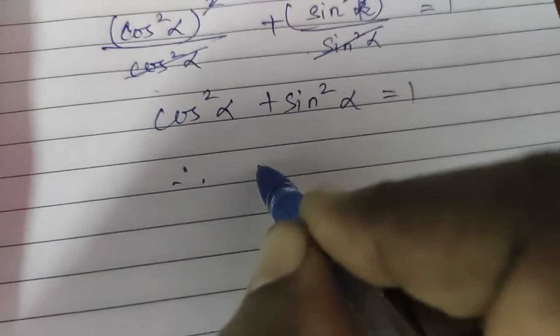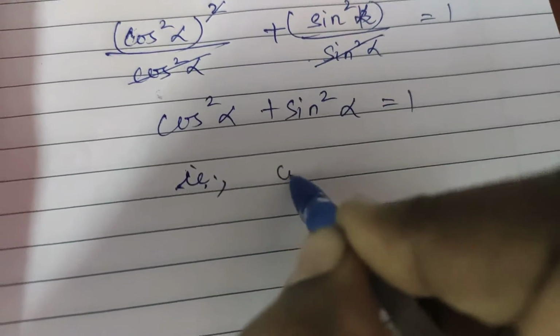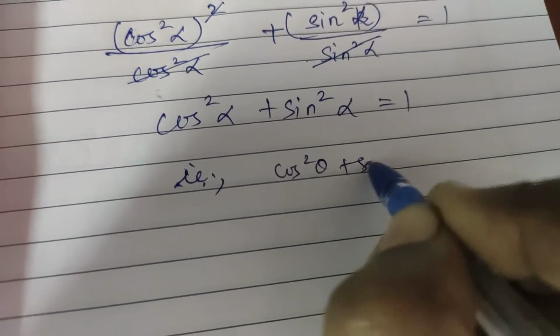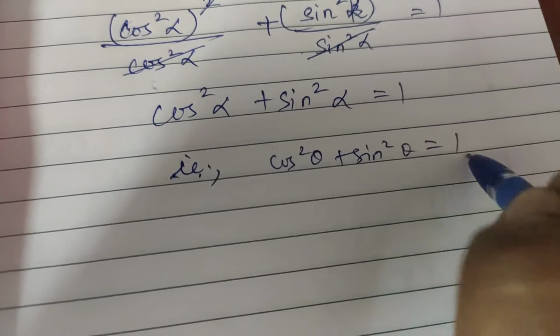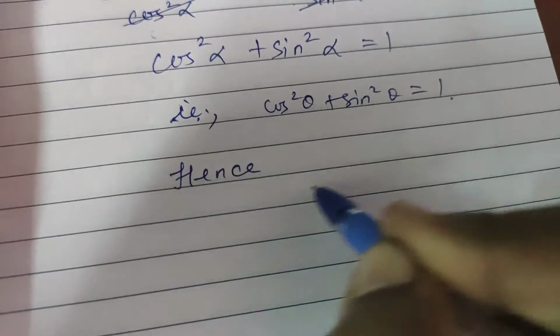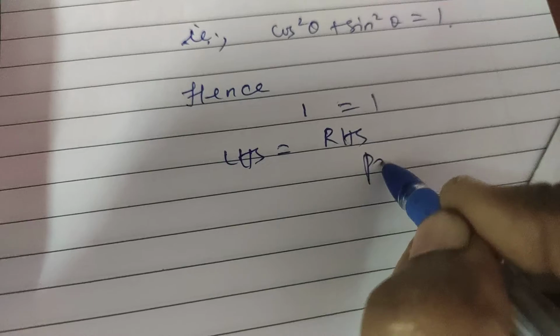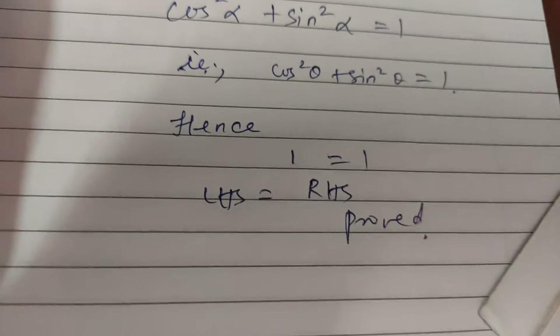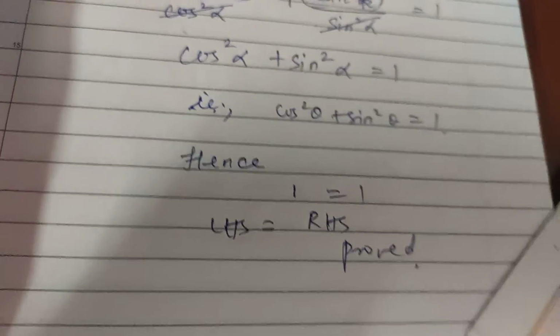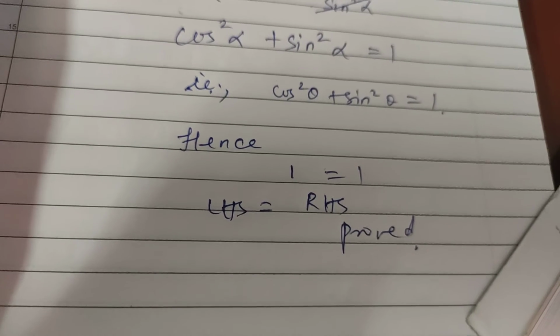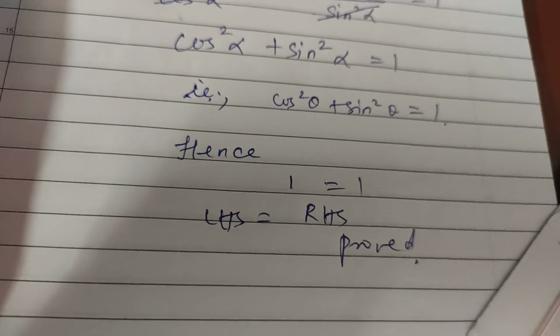That is cos squared theta plus sine squared theta equal to 1. This is your identity. Hence 1 equal to 1. LHS equal to RHS. Proved. Clear children? So this is a very long sum. So from this we have completed exercise number 3.1, sum number 5.